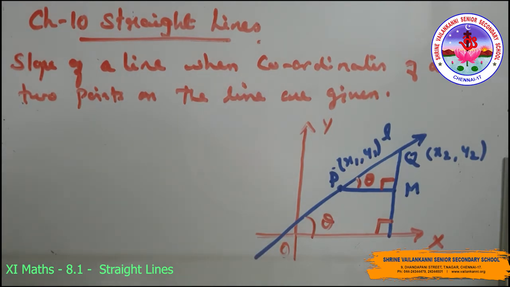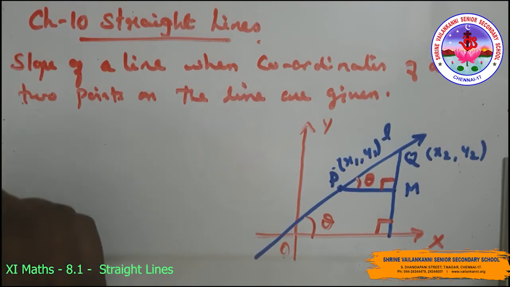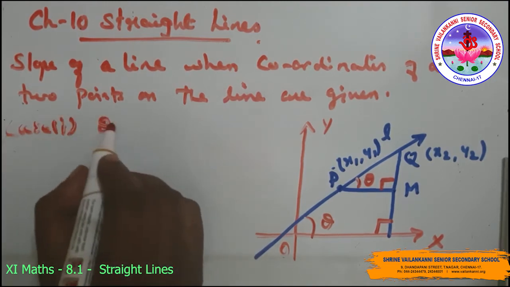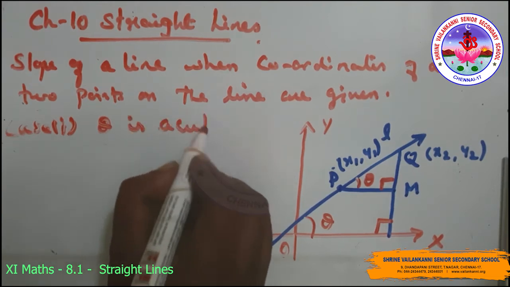It's obvious that x1 is not equal to x2. Otherwise the line will become perpendicular to x-axis and its slope will not be defined. The inclination of the line L may be acute or obtuse. Let us take two cases. The first case, when theta is acute.